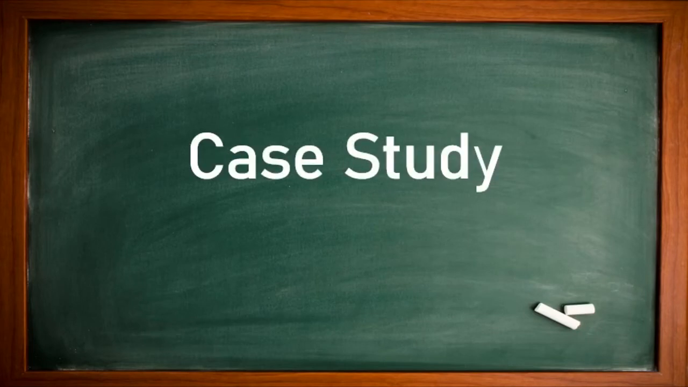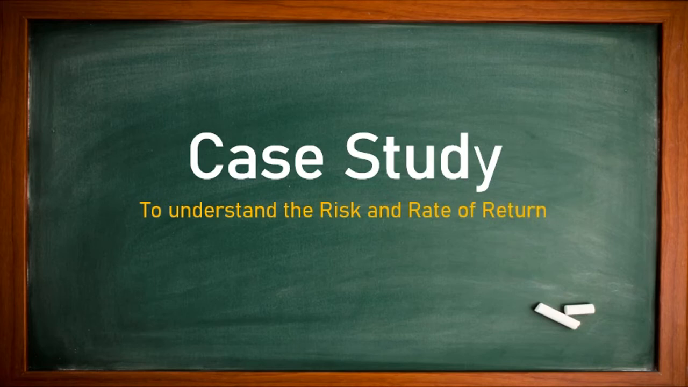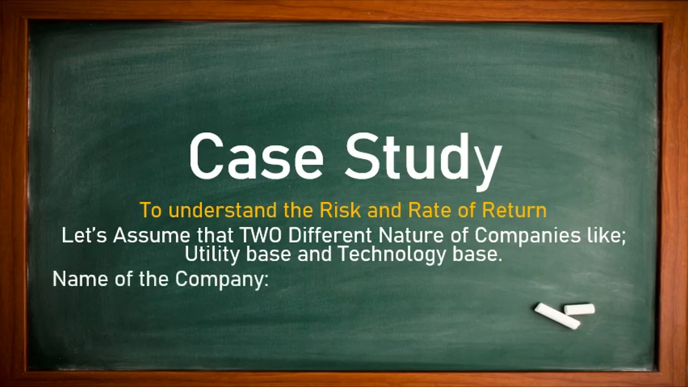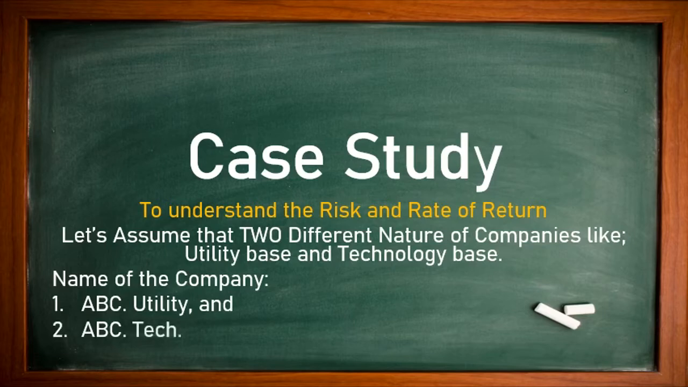Now we have to understand this chapter, risk and rate of return, because this is a really very important chapter. So after the case study you will learn many things. I brought one case study and we will continue this chapter through the case study. Come with me. To understand the risk and rate of return, let's assume two companies of different nature, utility based and technology based. Suppose we name the companies ABC Utility and ABC Technology Company. We will just write the tag here.